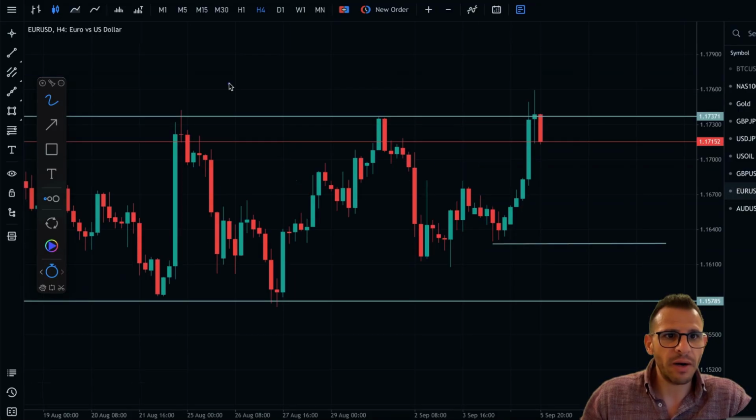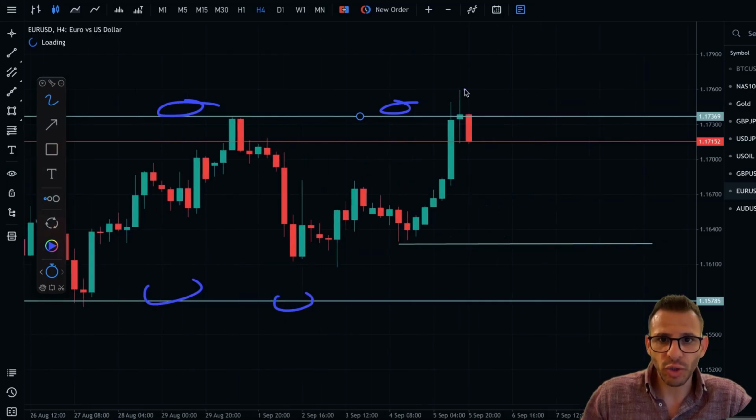Euro US dollar, 4-hour time frame. The price really consolidates and is within these boundaries, this resistance and this support. The price last week tried to break above this resistance to move further upward, but a long-legged doji candle formed and it acted as a reversal.